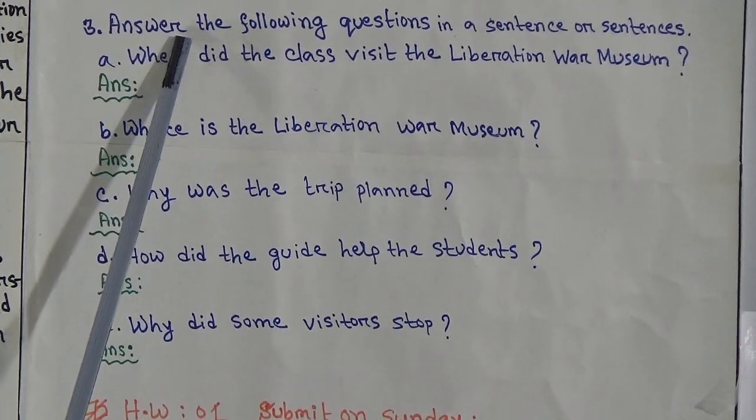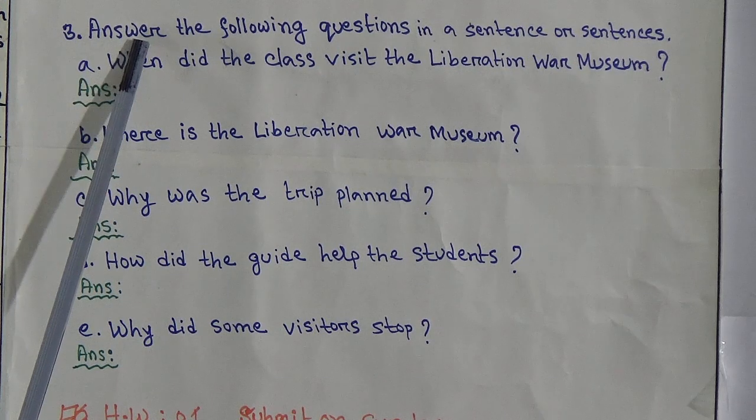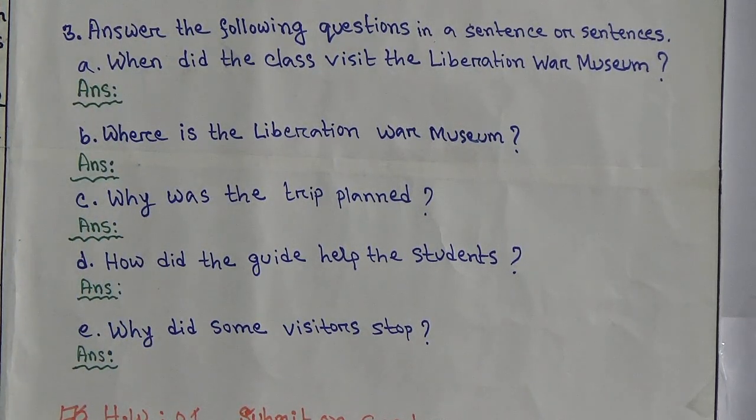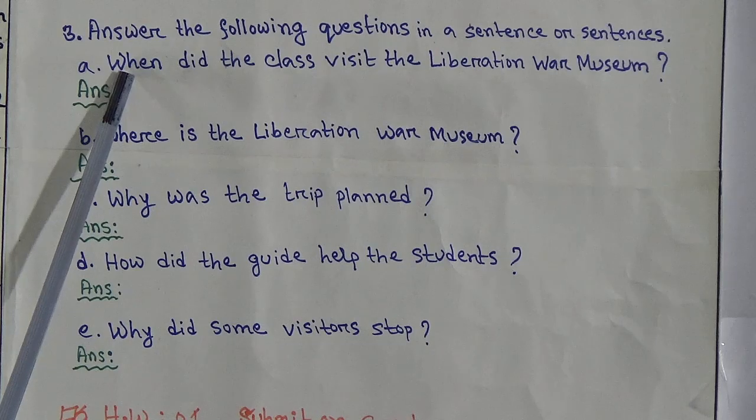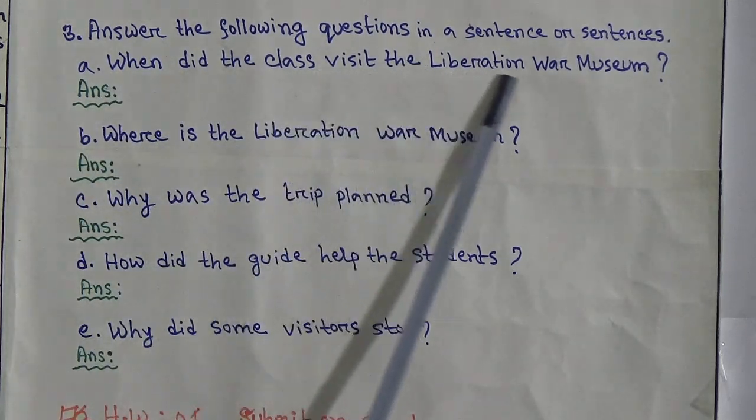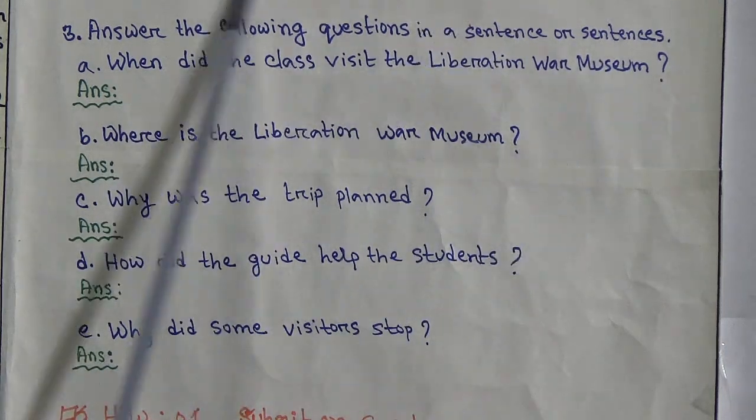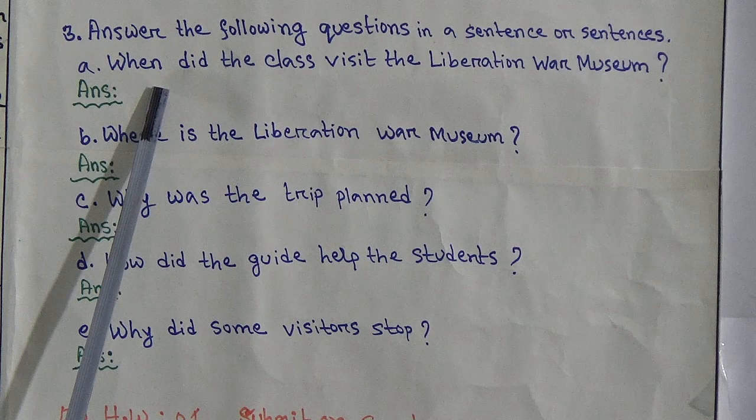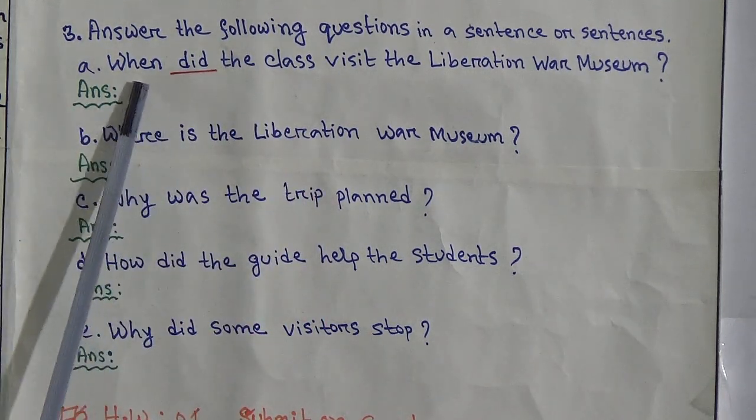It's about answering some questions. You will get some questions and you have to write answers properly. Remember to make the sentence grammatically accurate. First question, when did the class visit the Liberation War Museum? Find out the tense of the sentence. If you find out the tense of the sentence, then your answer will be very easy for you. So the did denotes that it is past tense.